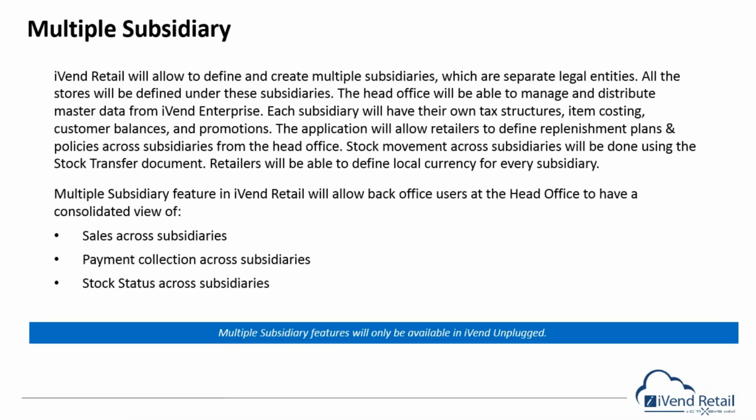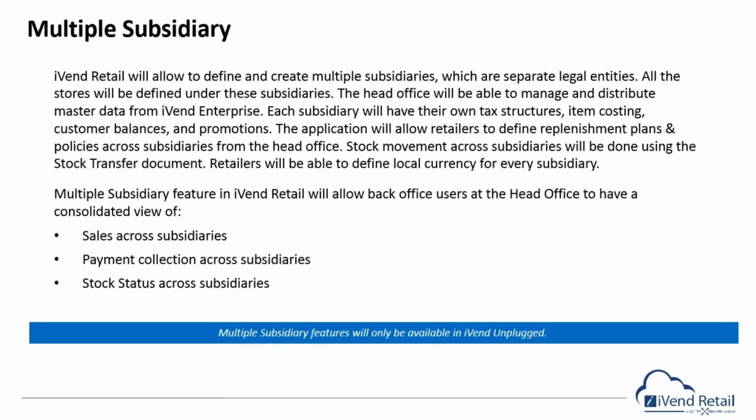Suppose we have a head office in the US, whereas you have stores in the UK and Australia, for example, but you would like to maintain only one single enterprise. So far, we used to create multiple enterprises across different places if you had stores in different countries, but going forward we can use the subsidiary option.